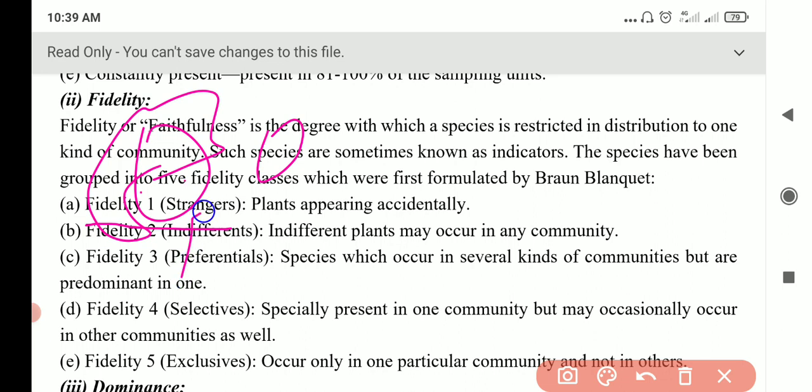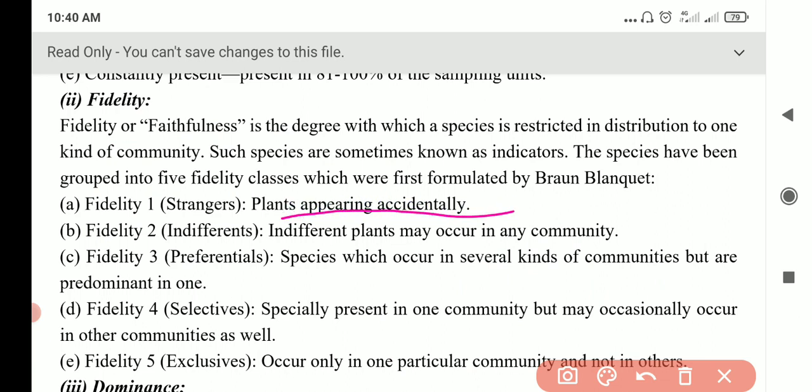This girl, she ate the strawberry. Then one seed fell in the grassland and it grew. Somehow it grew by chance. But it doesn't mean that it belongs here. It just so happened. Okay. So fidelity 1 are those that appear accidentally.